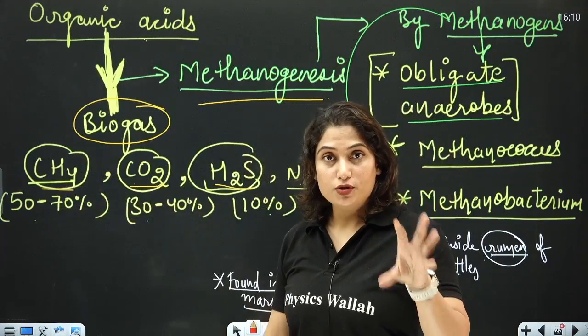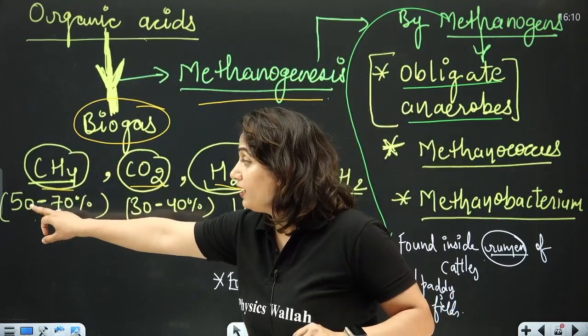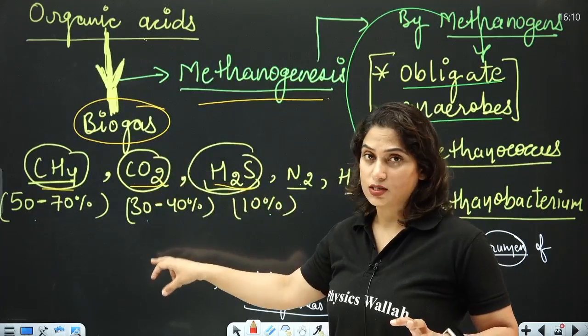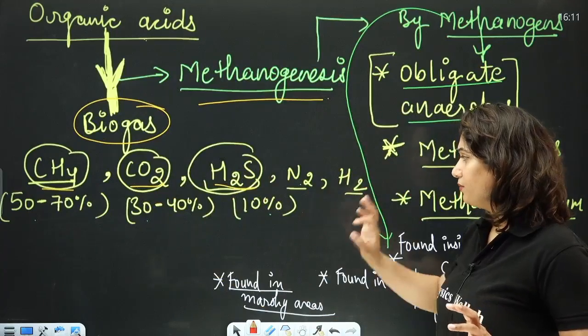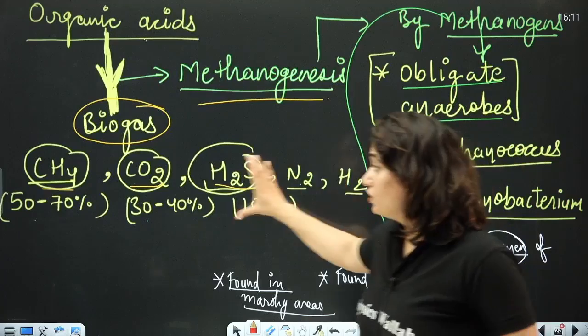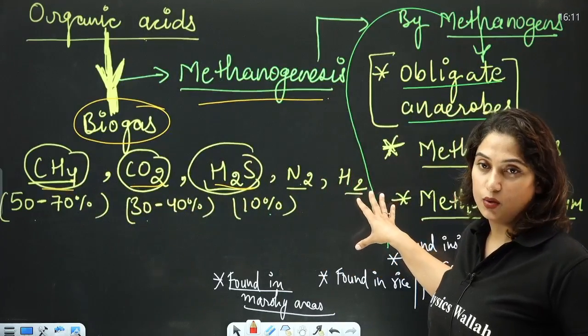Now the question directly comes, what is the constitution of biogas? The chief constituent of biogas is methane gas, which is approximately 50 to 70% in biogas. Then after that, CO2 comes around 30 to 40%. After that, hydrogen sulfide comes 10%, and traces of nitrogen and hydrogen also. So this is very important. This directly comes in a question: what is the constitution of biogas?